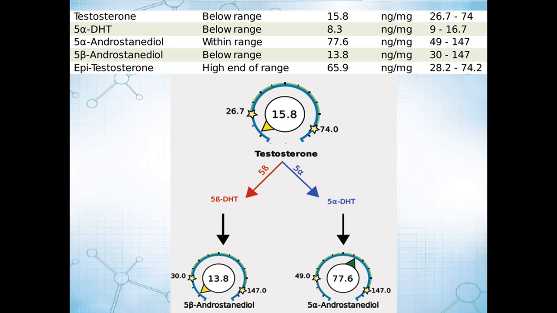Now, there's one other test on here that some of you might see and not be familiar with, and that's epitestosterone. So there are two reasons we test epitestosterone. It's not androgenic, but in most people, look at this, this is the male reference range, 28 to 74. For testosterone, it's 27 to 74. So that tells you epitestosterone and testosterone are typically in the same general range. So there are two reasons why they could be dramatically different that we want to look out for.